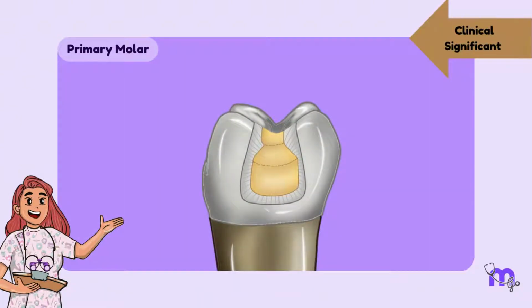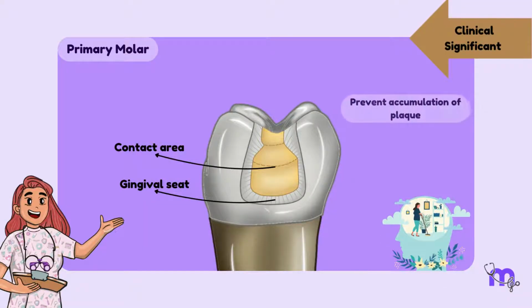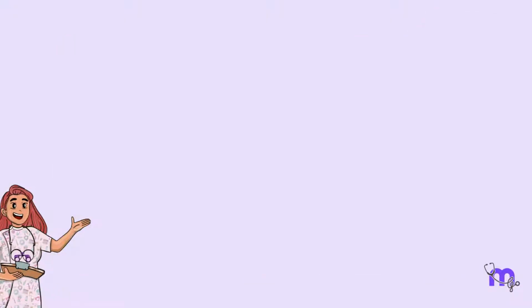During the class 2 cavity preparation in primary molar, the gingival seat of the proximal box must be placed below the contact area. By doing so, the class 2 restoration falls into a self-cleansing area and prevents accumulation of plaque. Rhea continued with her observation.